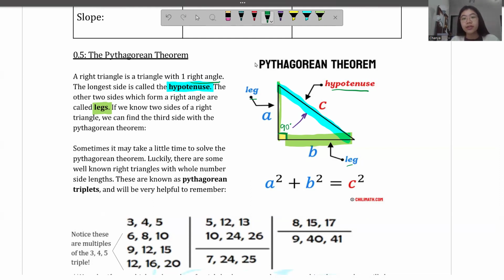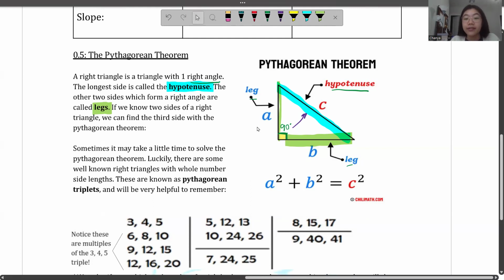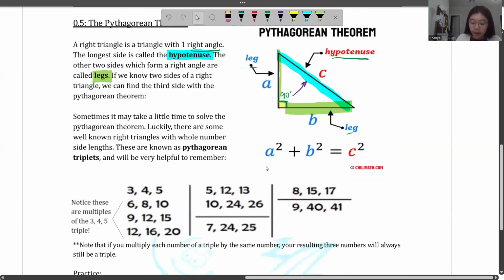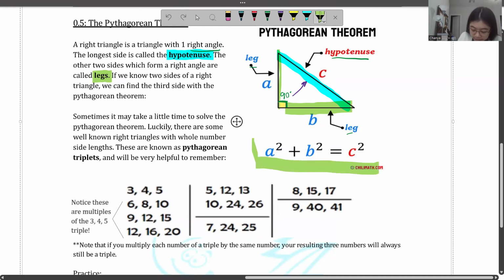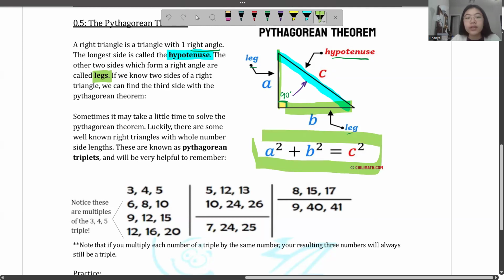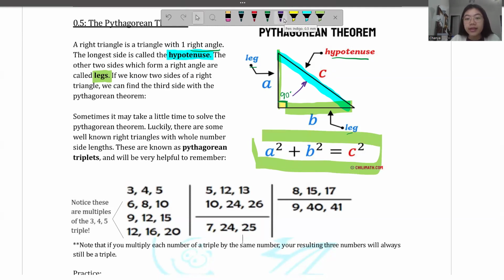So if you know two sides of a right triangle, you can find the third side using the Pythagorean theorem. Suppose you know A and B, you can find C. If you know C and B, you can find A using this theorem. And this theorem is that A squared plus B squared equals C squared. In other words, the length of the side A times itself plus the length of the side B times itself equals the length of the side C times itself.